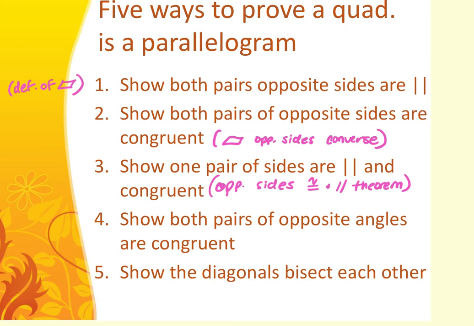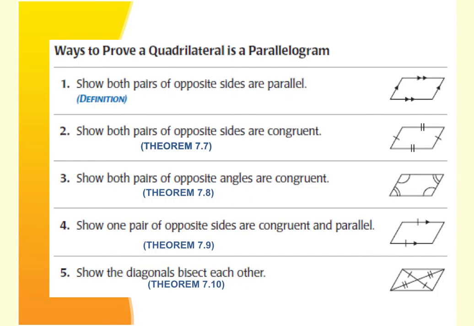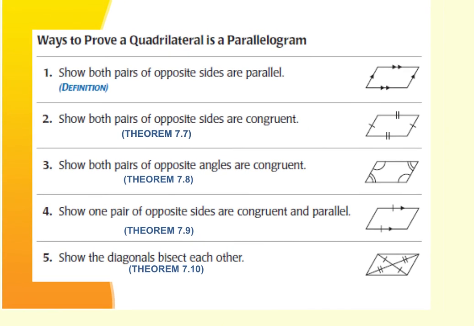4, both pairs of opposite angles are congruent. This is the parallelogram opposite angles converse. And 5, the diagonals bisect each other. This is the parallelogram diagonals converse. All right, so again, this is what we just wrote. Both pairs of opposite sides are parallel. Both pairs of opposite sides congruent. Both pairs of opposite angles congruent. One pair of opposite sides are congruent and parallel, and diagonals bisect each other. I don't want you using the numbers, though. You can give the name or you can describe it, but I don't want you using the numbers.